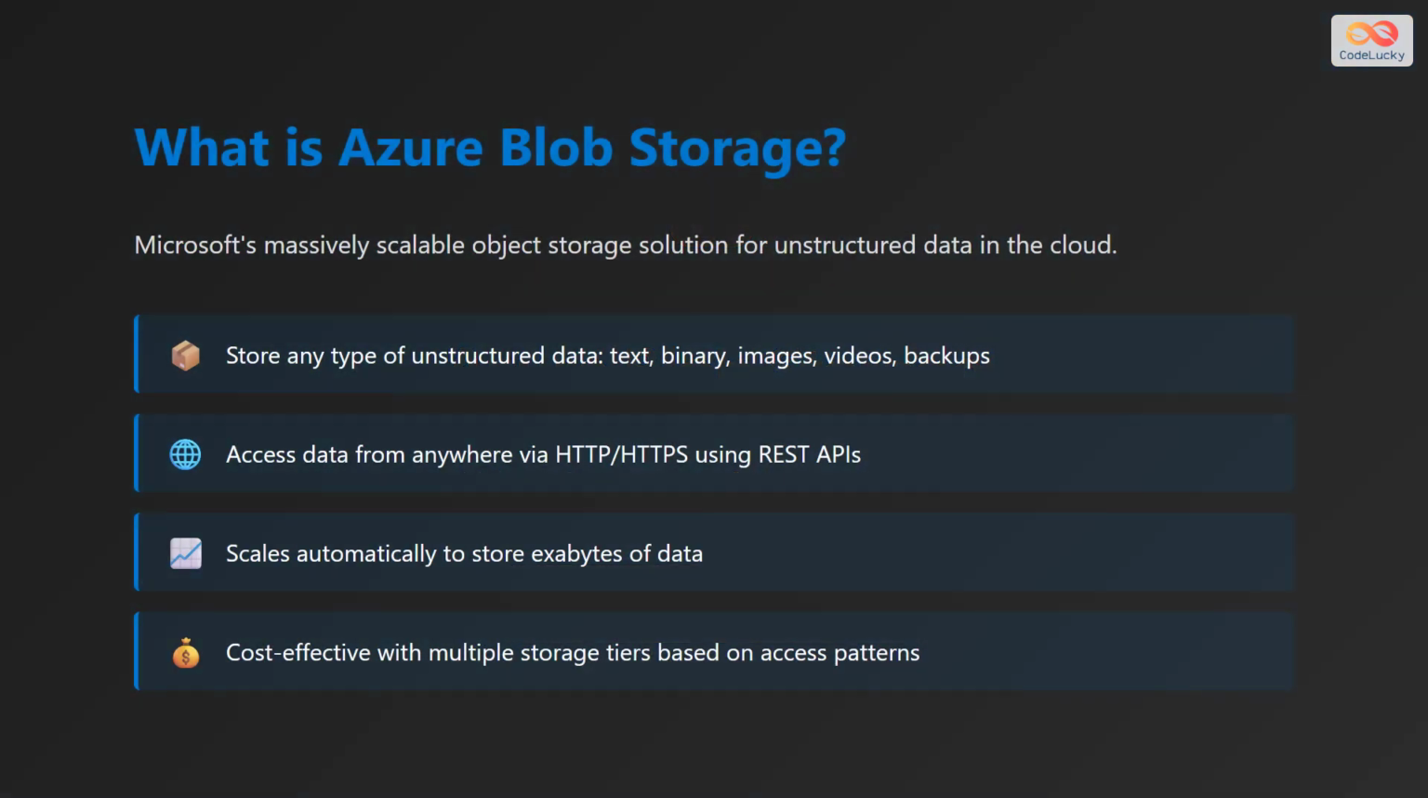Azure Blob Storage is a massively scalable object storage solution designed specifically for unstructured data. You can store any type of data, including text files, binary data, images, videos, and backups. The service allows you to access your data from anywhere in the world using HTTP or HTTPS through REST APIs. One of its key strengths is automatic scalability, capable of storing exabytes of data. Plus, it's cost-effective with multiple storage tiers that match your data access patterns, helping you optimize costs based on how frequently you need to access your data.